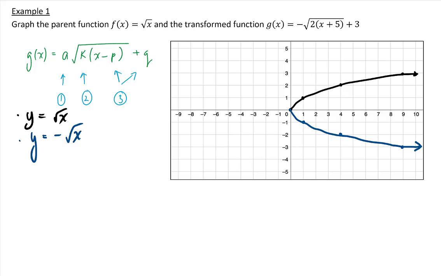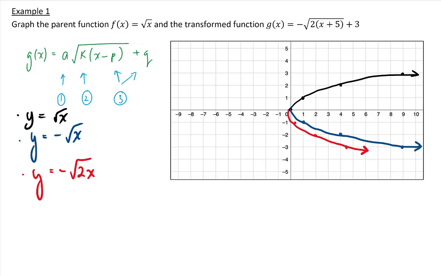Next, we're going to apply the k value. So y equals negative root of 2x, and the k value is 2. What this means is I'm going to multiply all the x values by 1 over 2, or I'm going to compress them all by a half. Therefore, this point at (1, 1) now becomes (0.5, 1). The next one at (4, 2) becomes (2, 2), and (9, 3) becomes (4.5, 3). So here is the function compressed by a factor of 1/2.